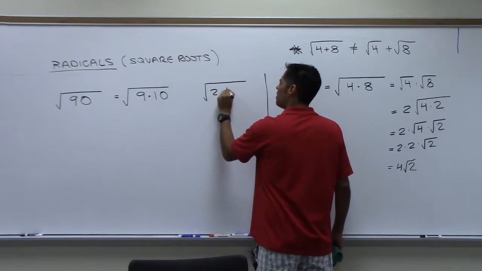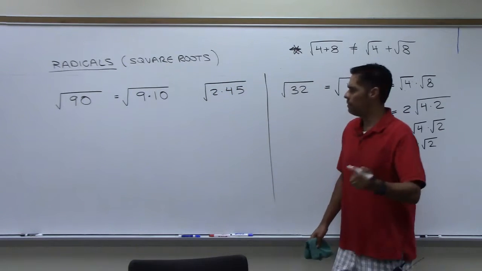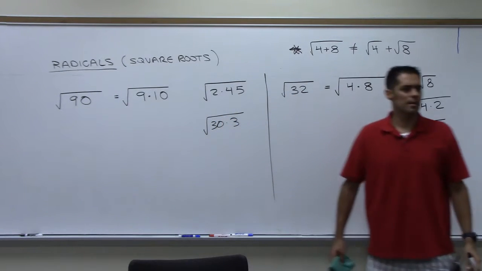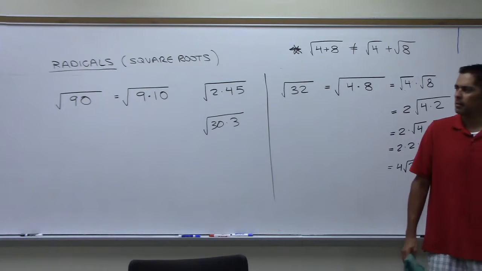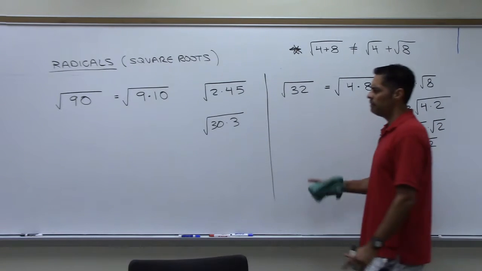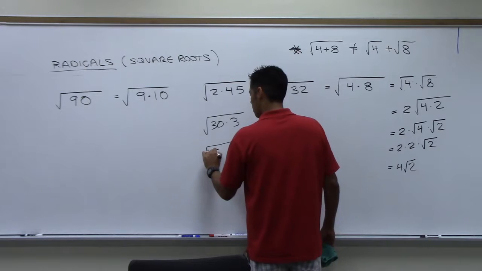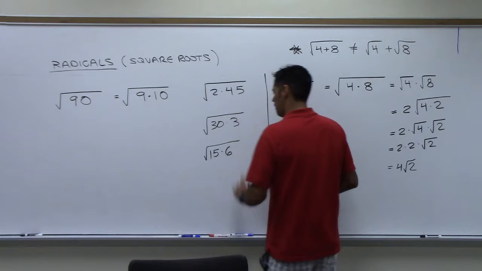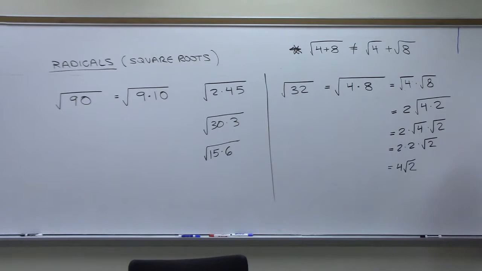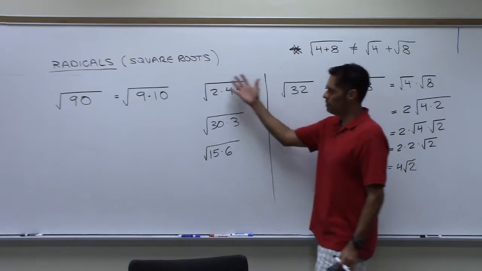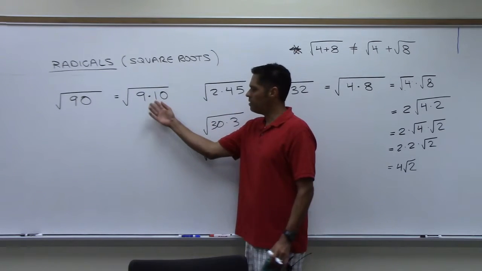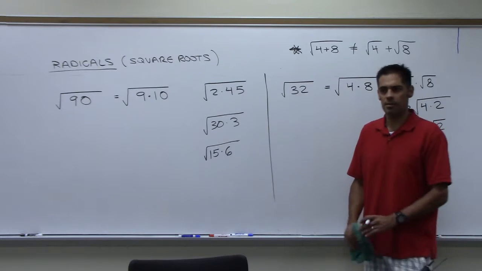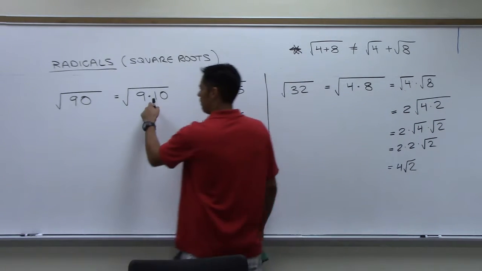I heard 2 and 45, 3 and 30. Can't really think of anything else off the top of my head. 15 and 6. Of all of these, this is the only one that I see that contains a perfect square in it, right? 9 is 3 squared. So I'm going to go with this one.